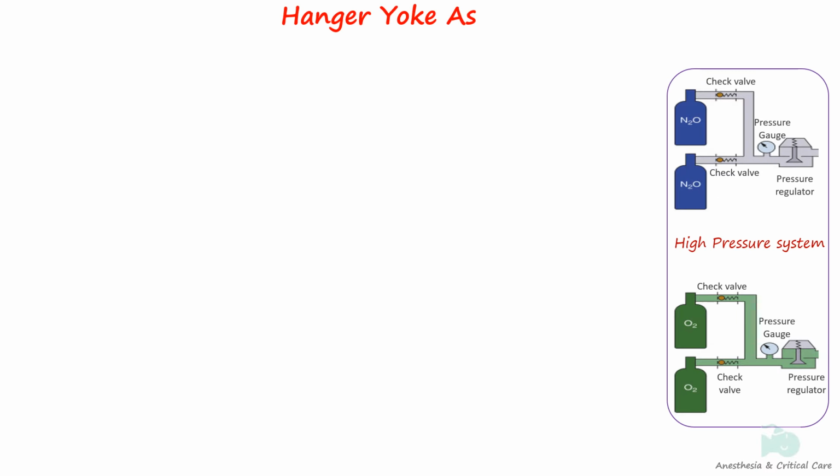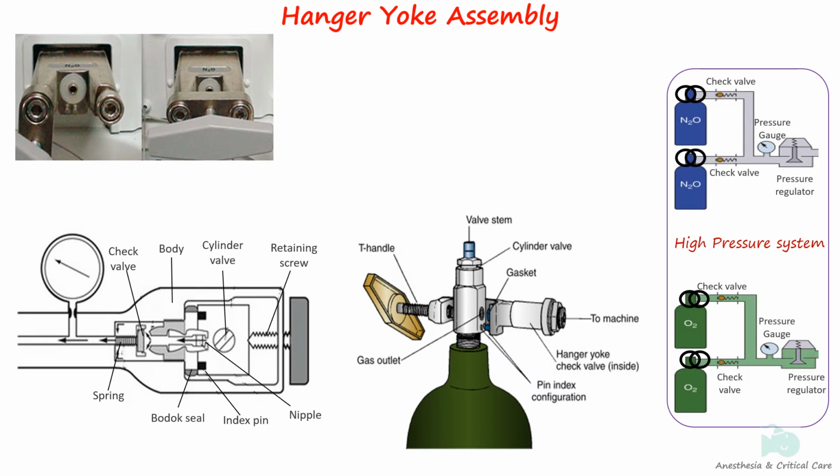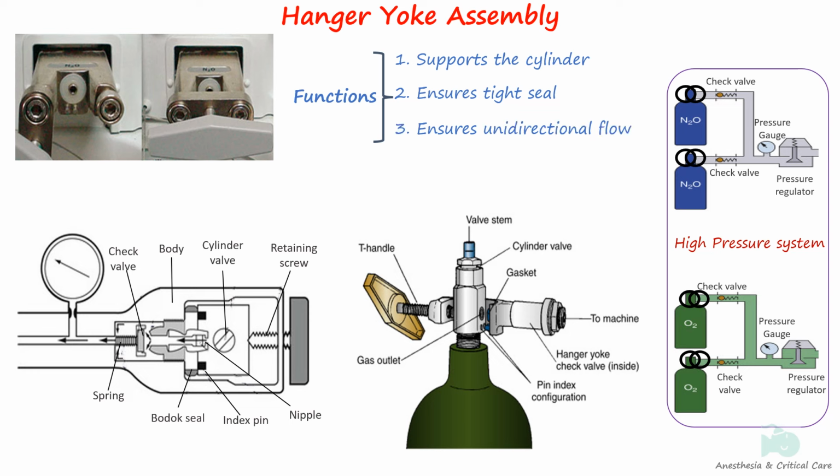The hanger yoke assembly is basically a structure that connects cylinders to the anesthesia machine. It performs 3 important functions: 1. Orients and supports the cylinder. 2. Ensures tight seal between cylinder and machine. 3. Ensures unidirectional gas flow.